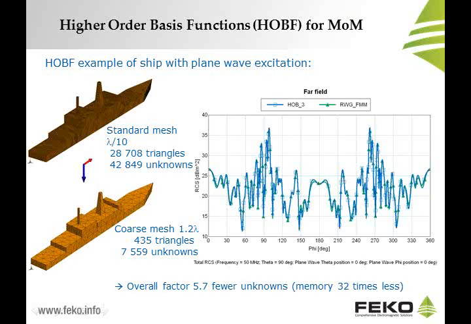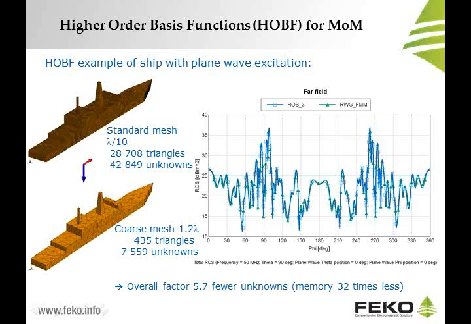You see here a radar cross-section calculation of a ship using at the top a standard lambda over 10 mesh, resulting in about 43,000 unknowns. We have at the bottom shown the same solution using higher order basis functions within the method of moments framework. You see at the bottom the mesh; at the top the mesh is so dense you can hardly see it, it's just all a gray blackish area.